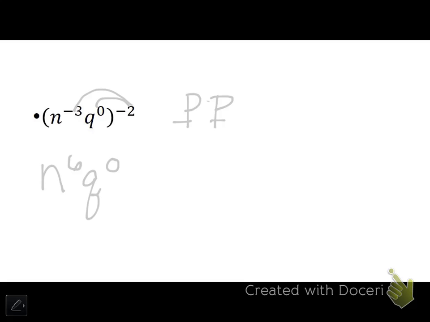Okay, we got to make sure that there's no fractions that can be reduced, there's nothing to a 0 power, and there's no negative exponents. So q to the 0 is always 1, so my answer is just going to be n to the 6.